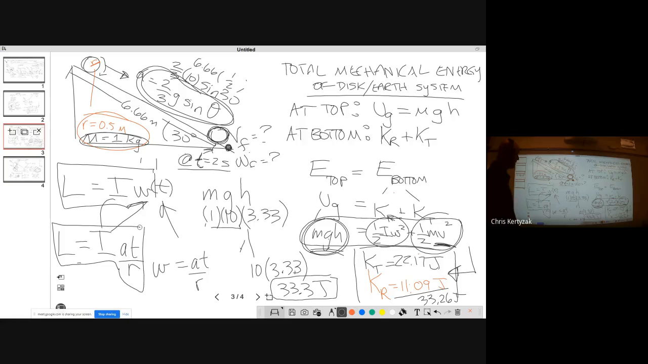But kinetic energy increases as it goes down. Potential energy decreases as it goes down the ramp. Total mechanical energy stays the same. v increases, omega increases, angular momentum increases.